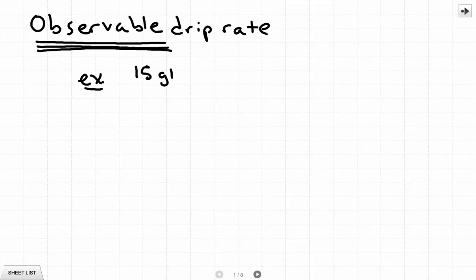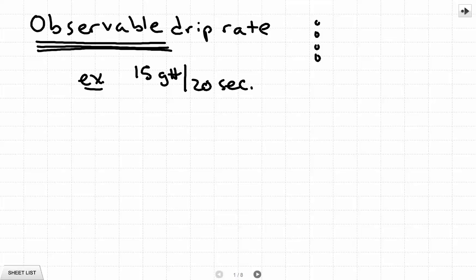So an observable drip rate, as an example, might be something like 15 drops in 20 seconds. So if you can sort of imagine yourself standing there looking at the drip rate chamber with drops coming down out of the drip rate chamber, and you held your watch for a 20-second period of time, would you be able to count 15 drops in the 20 seconds to verify that the IV was progressing at the correct rate?